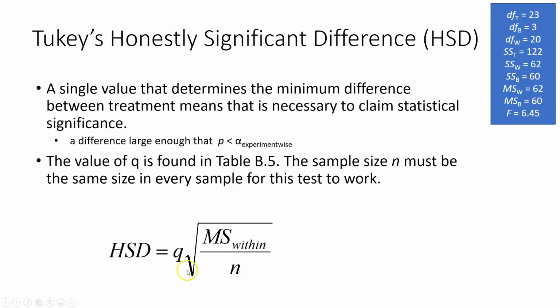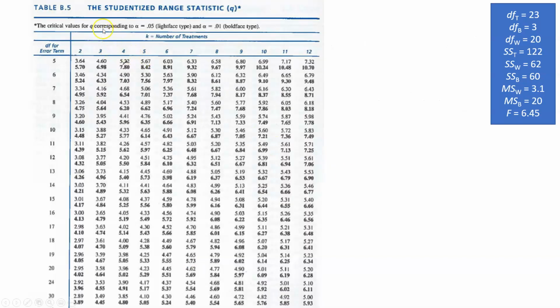But before we run that, we have to figure out what our Q is. The value for Q comes from this table B.5, like I mentioned, and in order to find it, you need 2 pieces of information. The first one is K, the number of treatments, and the second one is the degrees of freedom for the error term. You should remember that the degrees of freedom for the error term is DFW. You hopefully have printed this out and you can write a W up here in order to remind yourself that this degrees of freedom for the error term is DFW, degrees of freedom within.